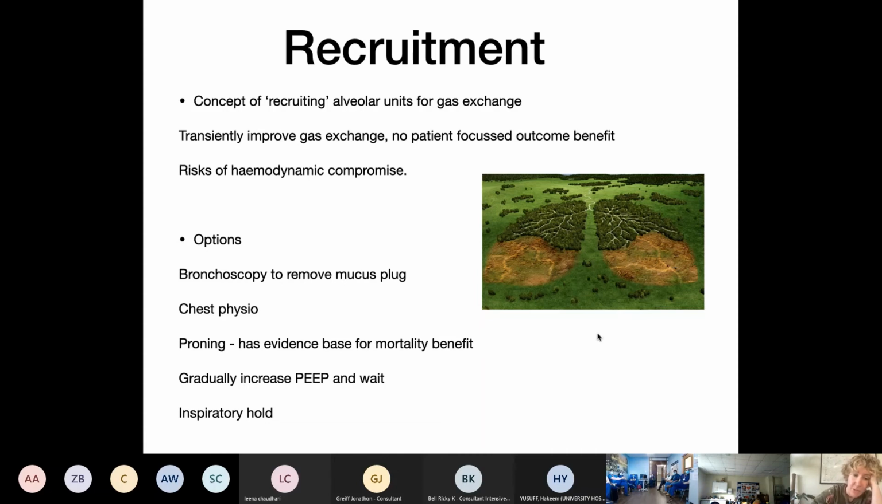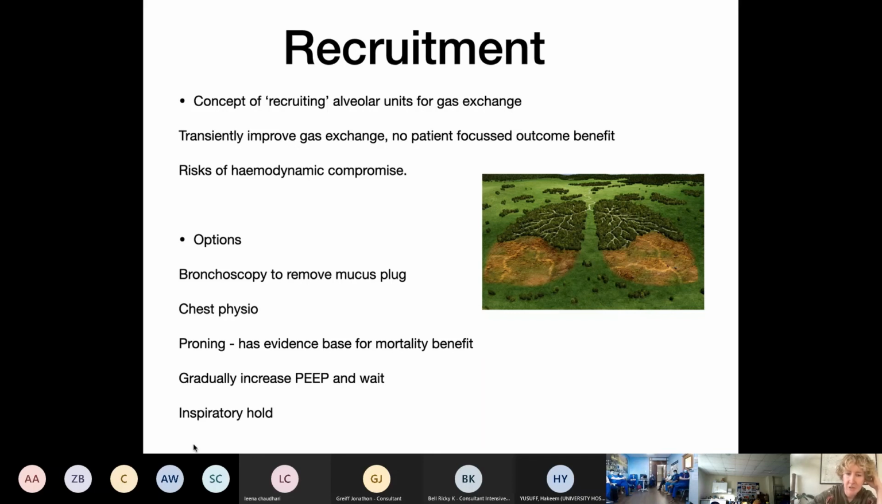One of them is bronchoscopy if there's a collapsed segment, and try and remove a mucus plug, or if they've aspirated any sort of large pieces of debris, food debris that might have been aspirated. Chest physio is fantastic for helping to clear secretions and can make an absolutely massive difference to your ventilator parameters. Proning affects recruitment and has an evidence base for mortality benefit.